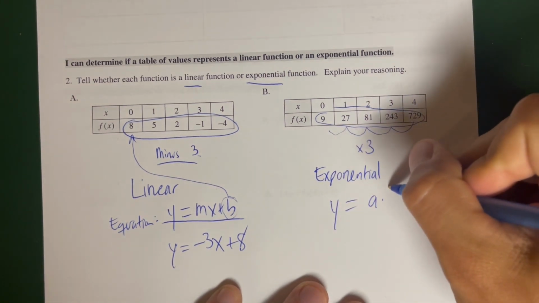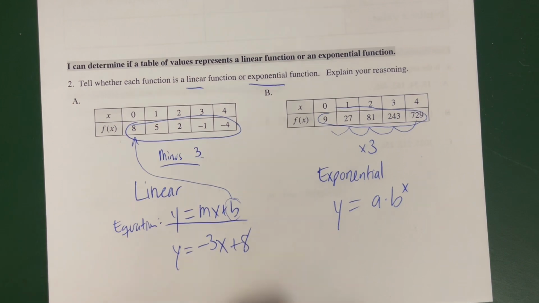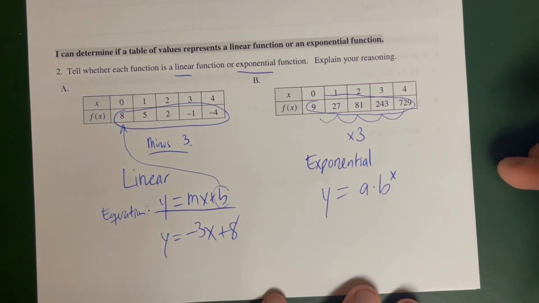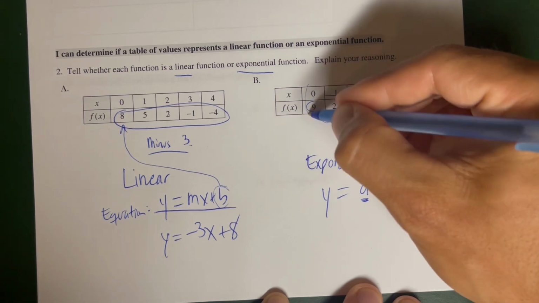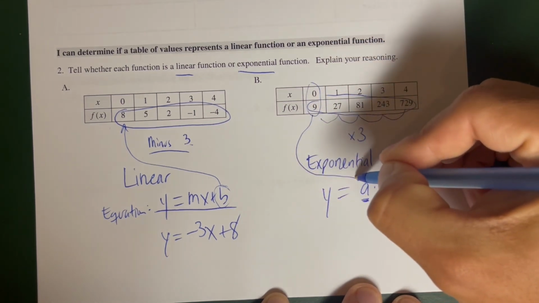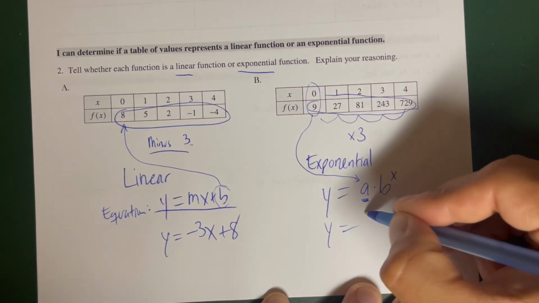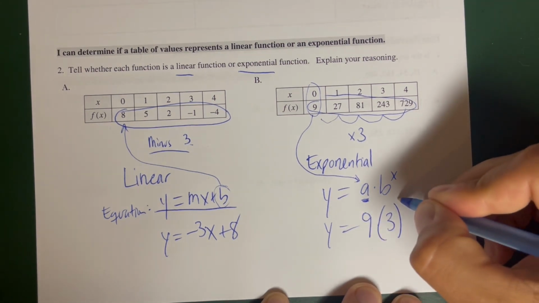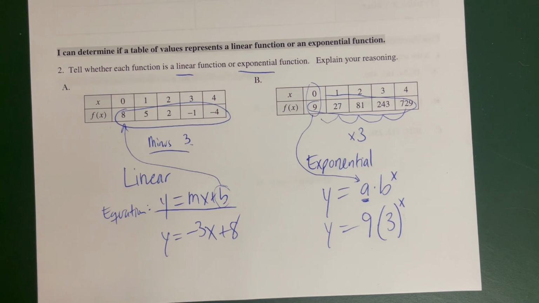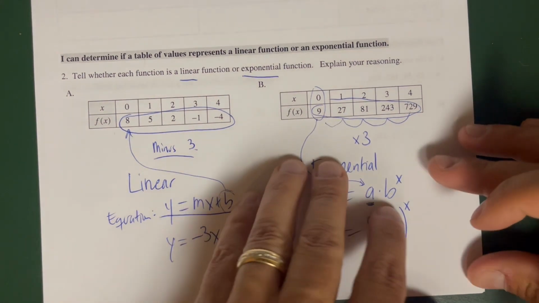If you remember, exponentials have the form y equals a times b to the x, where a is what is called the starting value. The starting value is at 0, and so that 9 is going to go right here. So the equation is going to be 9 times, and then b is how the function is changing, in this case, multiplying over and over again by 3. Okay? Let's turn the page.